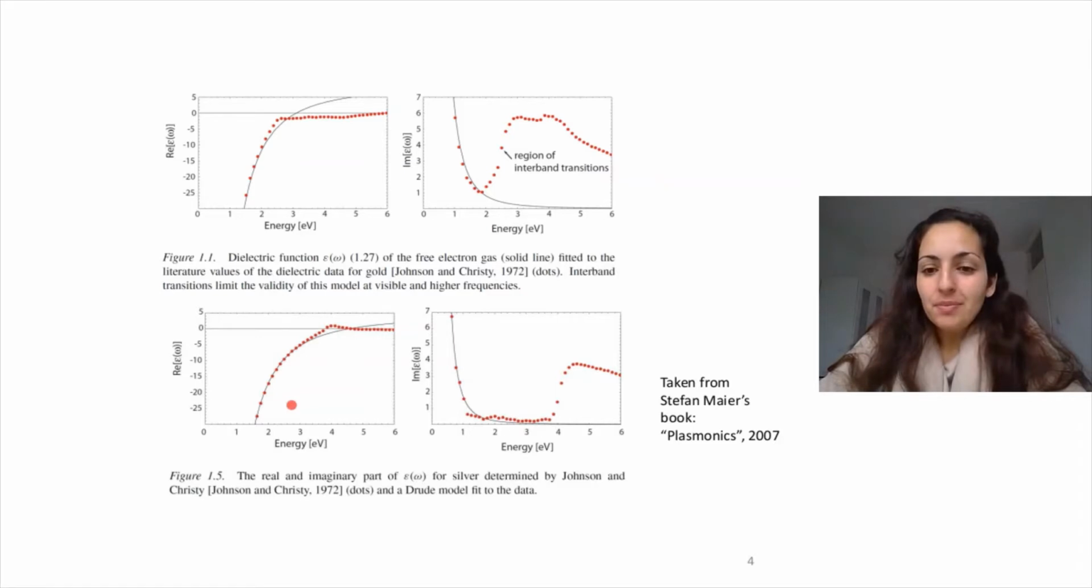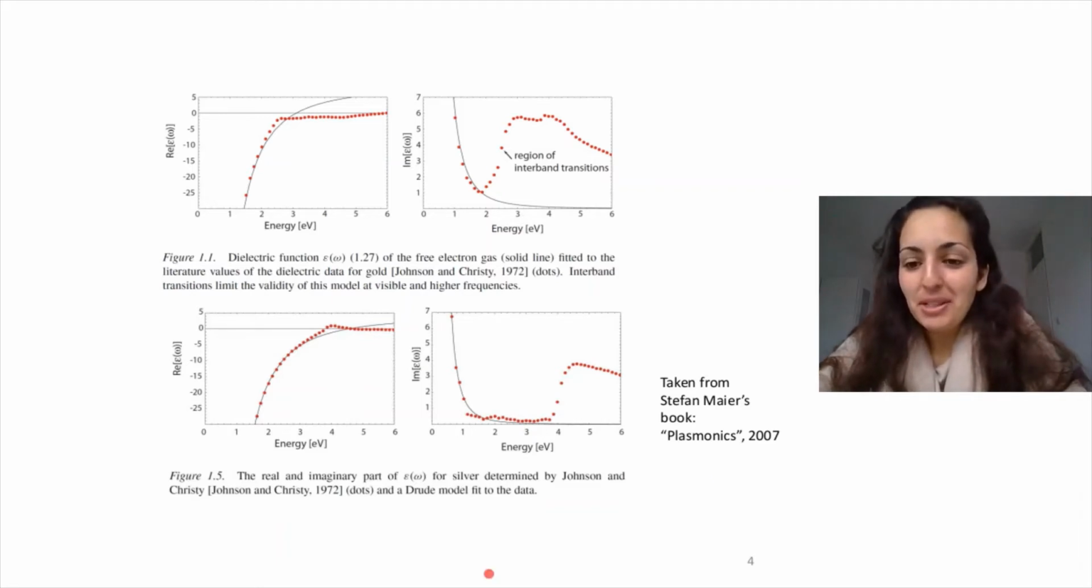And for silver, as shown here in the bottom, silver is very similar to a perfect metal. However, there are also things happening around 4 electron volts, where silver also does have some losses and some absorption, where it deviates from the perfect metal behavior that we would want according to our model. And I can tell you, I would very much like in my research to have a perfect metal, but that doesn't exist, and silver is the closest that we can find.